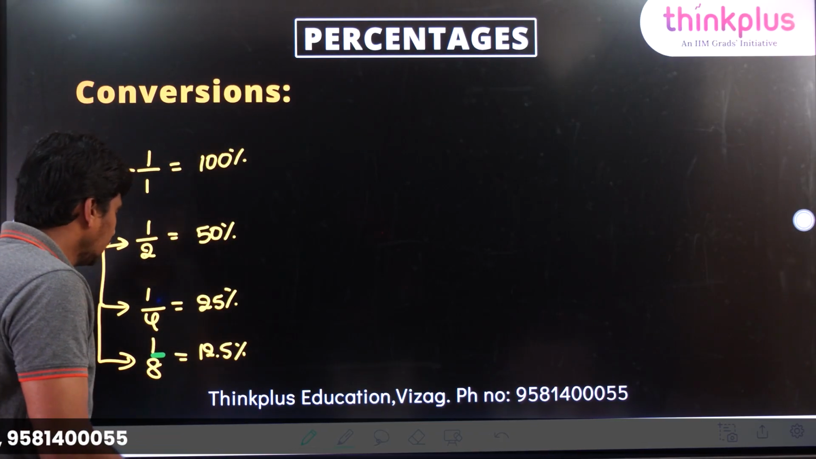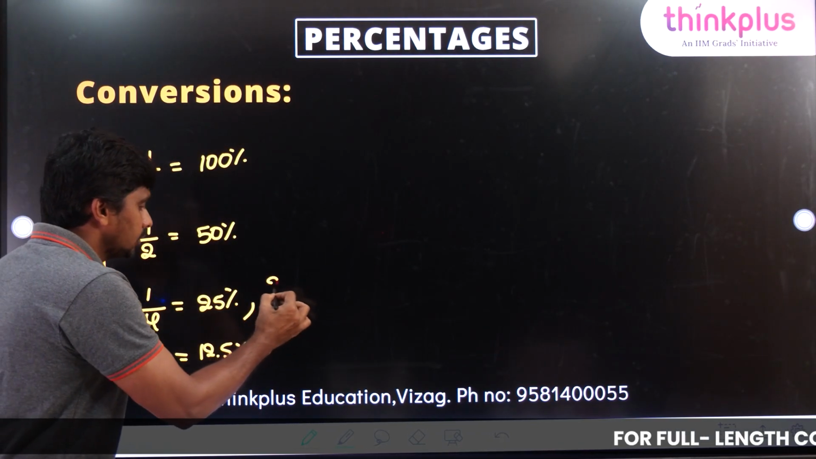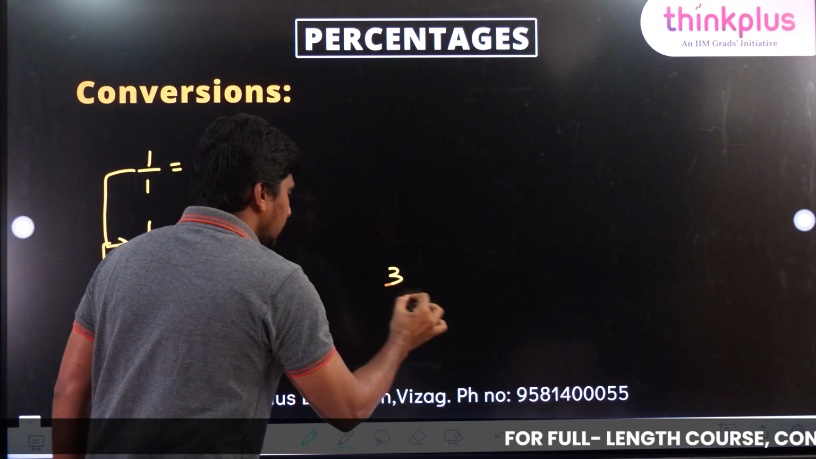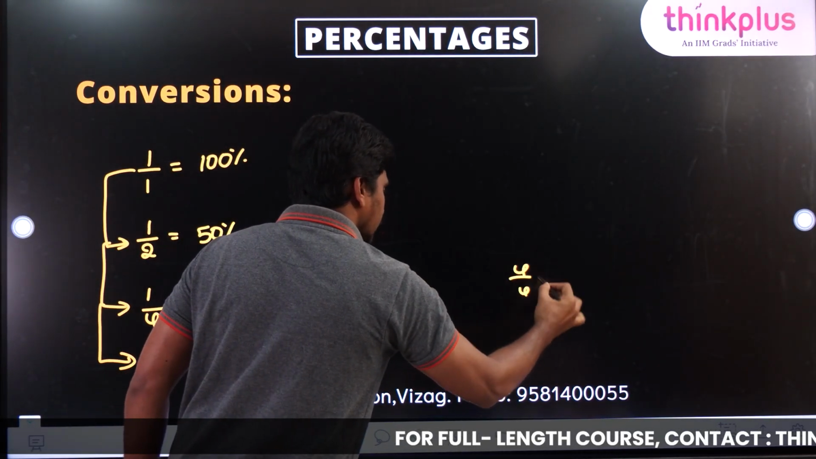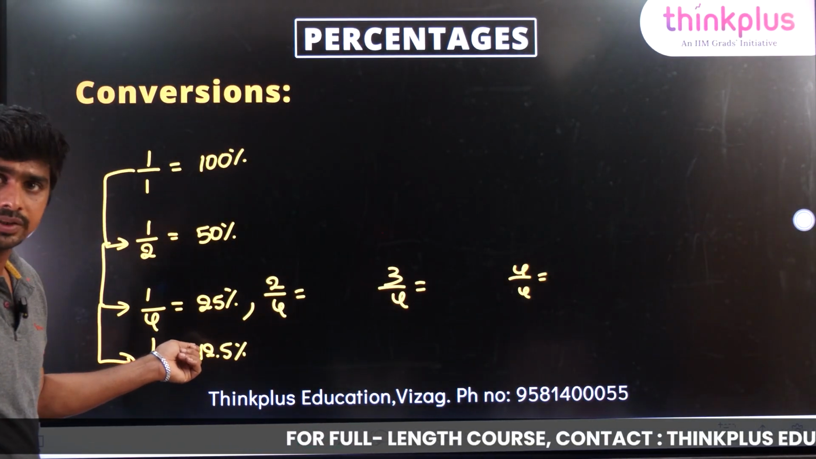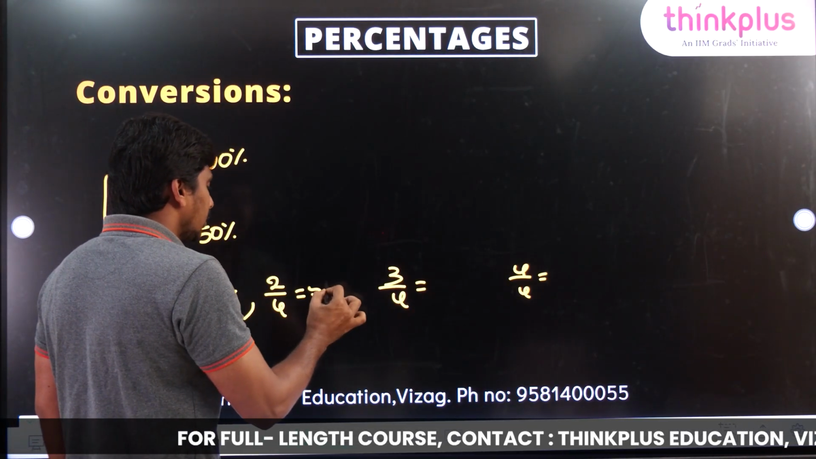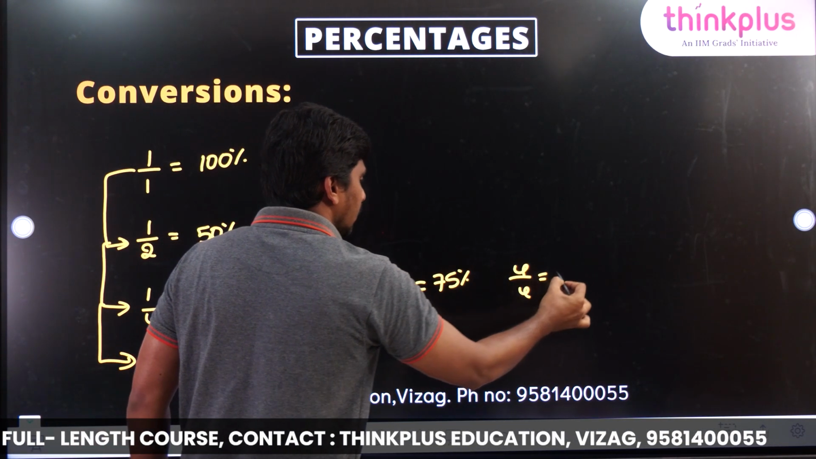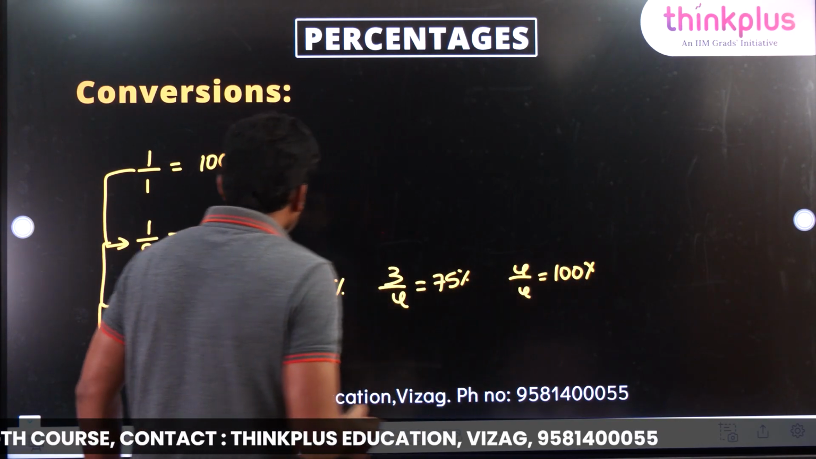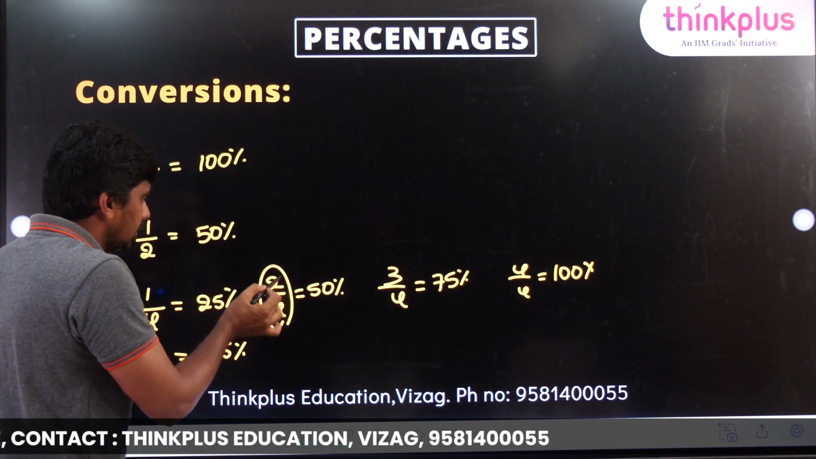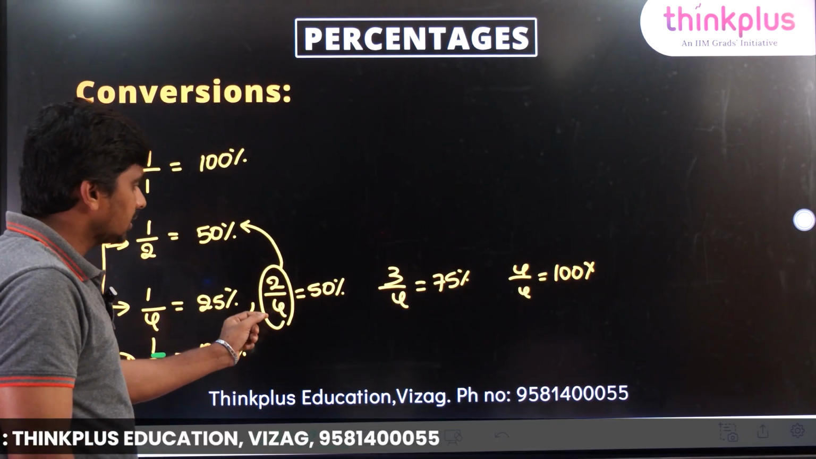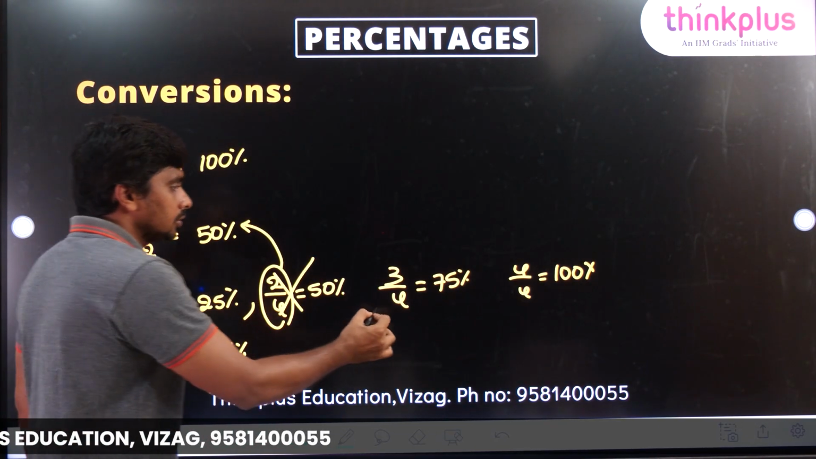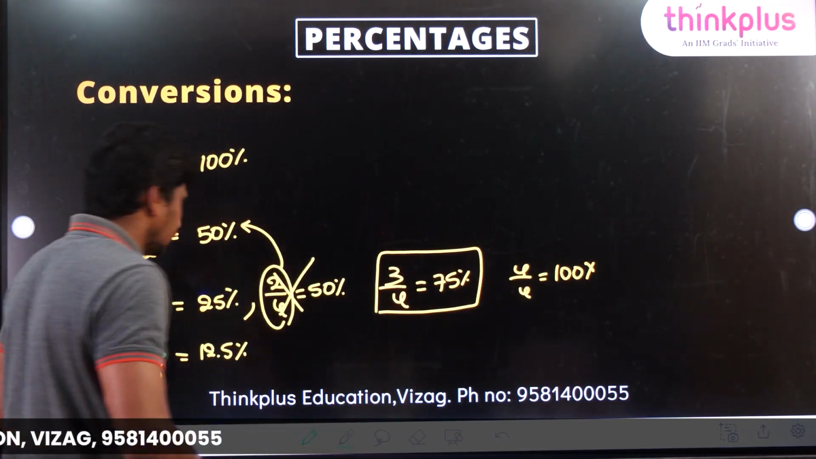You should also learn what is 1 by 4, what is next 2 by 4, what is next 3 by 4, and next 4 by 4. So 1 by 4 is 25%. 2 by 4 is 2 into 25, how much? 50%. 3 by 4 is 3 into 25, how much? 75%. 4 by 4 is 100%. Here, 2 by 4 we already got as 1 by 2. So these kinds of things you can simply eliminate, and you can focus on 3 by 4. 4 by 4 is also not required.